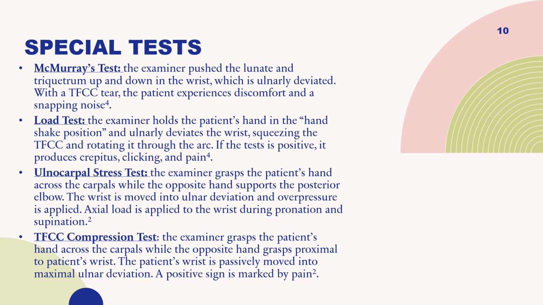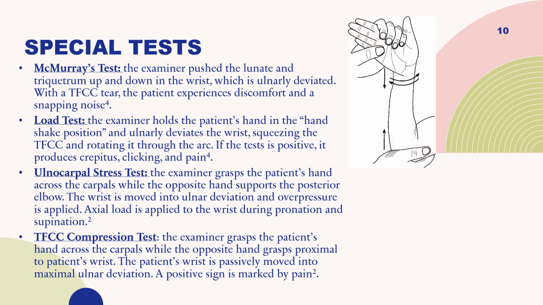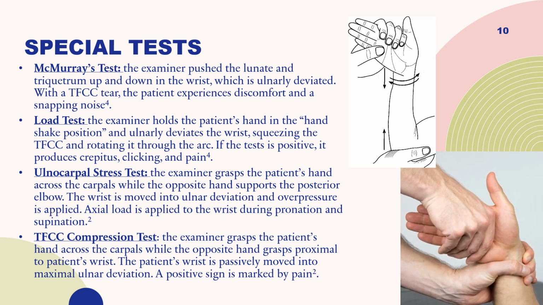And the TFCC compression test, the examiner grasps the patient's hand across the carpals while the opposite hand grasps proximal to the patient's wrist. The patient's wrist is passively moved into maximal ulnar deviation. A positive sign is marked by pain. As you can see here, you see the ulnar carpal stress test and the compression test.